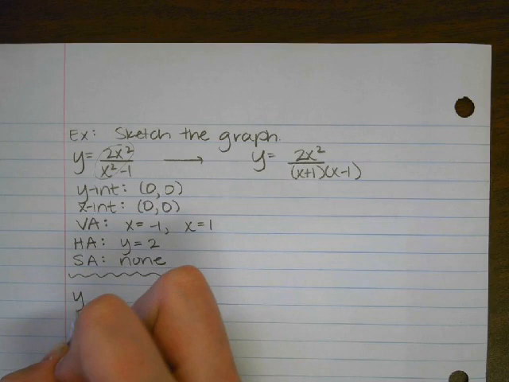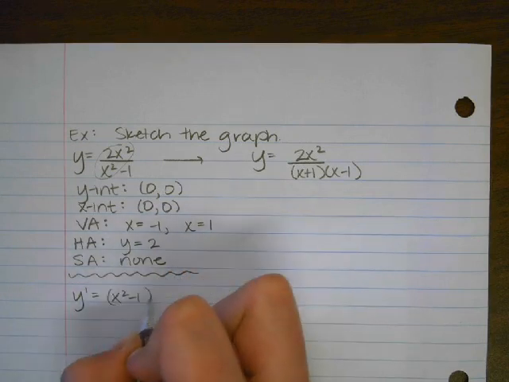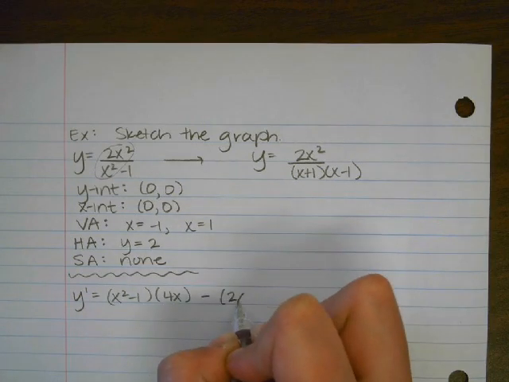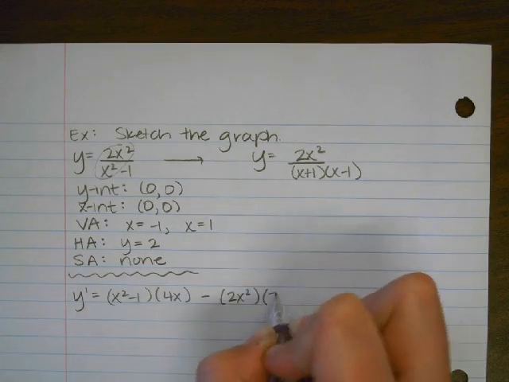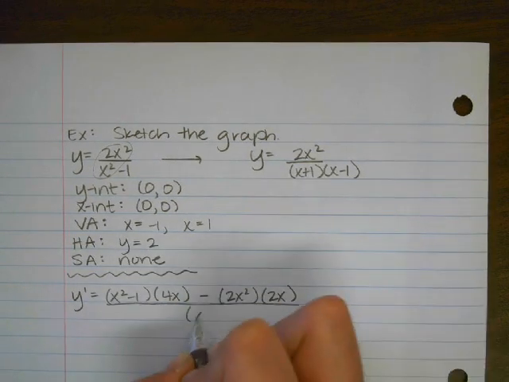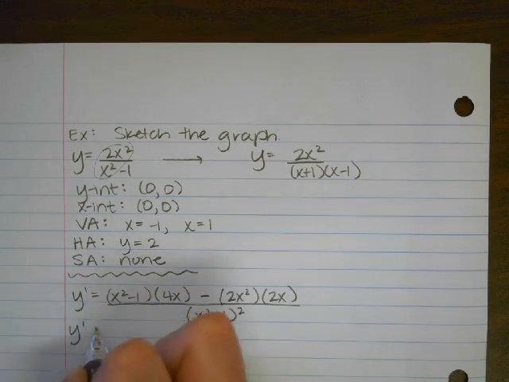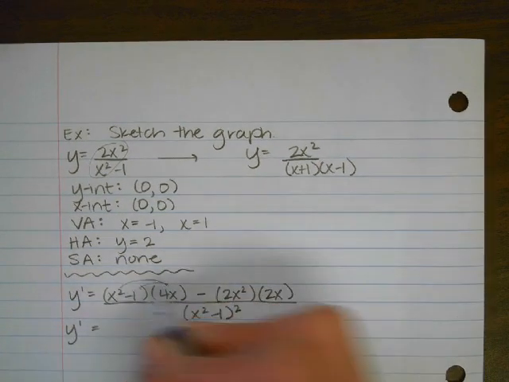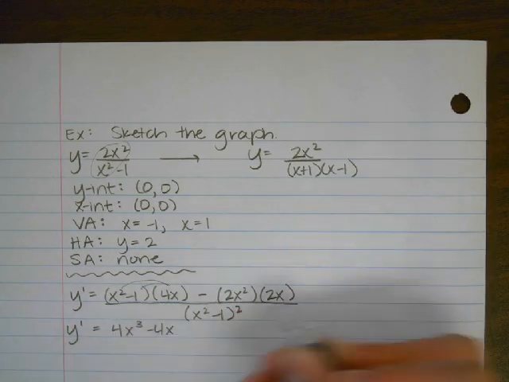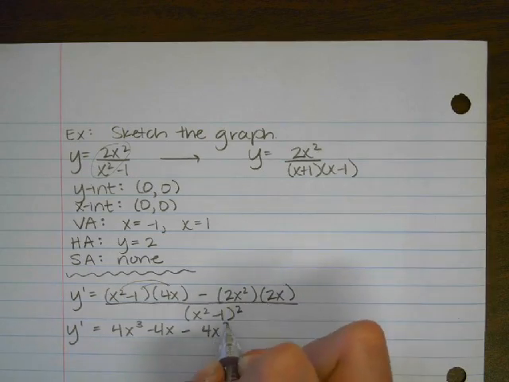First derivative, y prime would be low d high minus high d low divided by low squared. And so that is 4x to the third minus 4x minus 4x to the third.